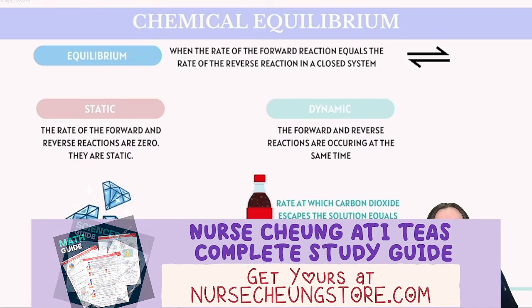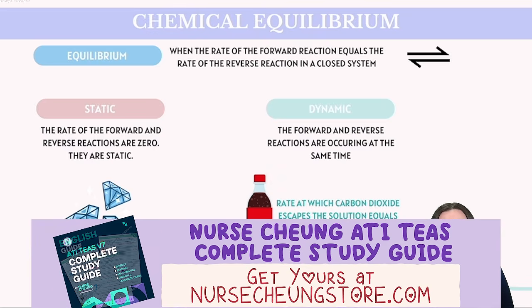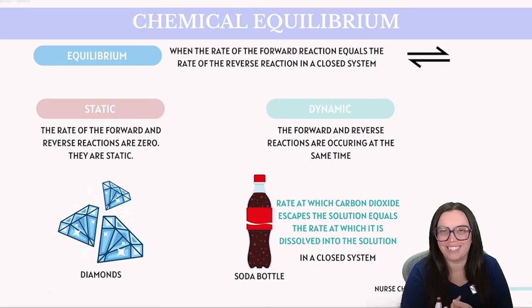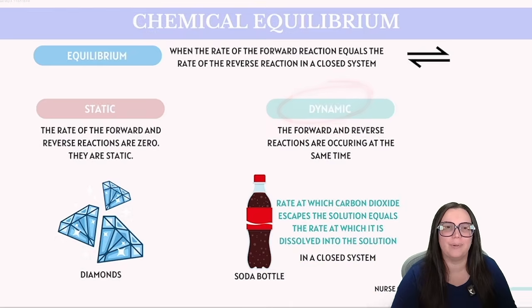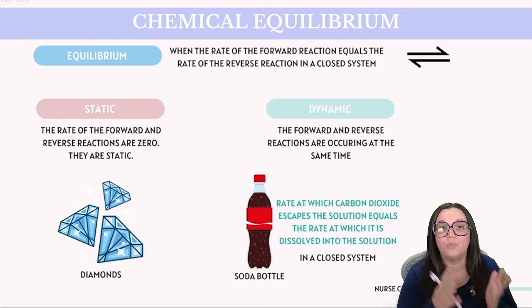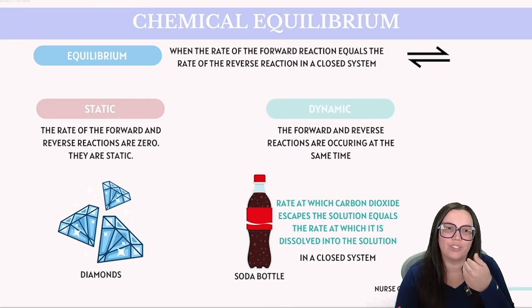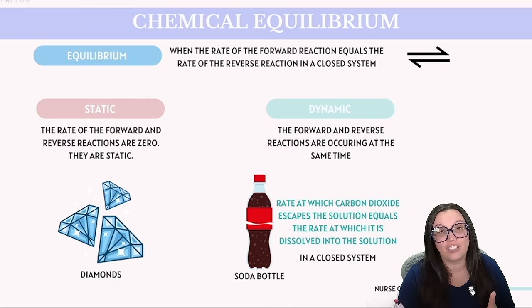This scenario exemplifies static equilibrium, where the rates of both the forward and the reverse reactions are non-existent. They're just static. And then we have dynamic equilibrium. This occurs when the rate of reactants transforming into products is matched by the rate of products reverting into reactants, with these conversions occurring continuously within the system.